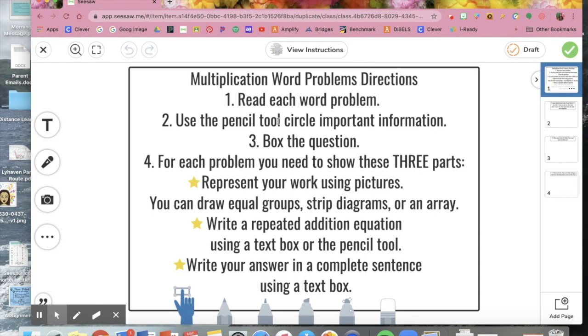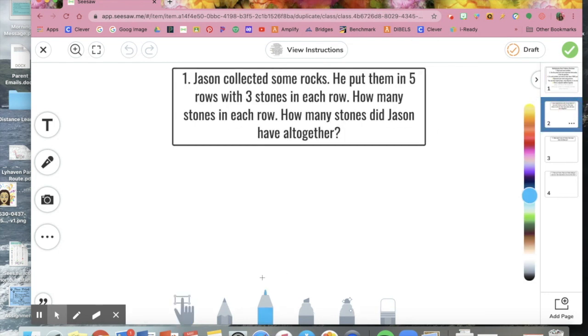So you can use the pencil tool to circle the information and put a box around it, the question. You can use the pencil to also draw either your array, your strip diagram, or your equal groups picture, and then use a text box for that repeated addition equation, and then a second text box for the statement.